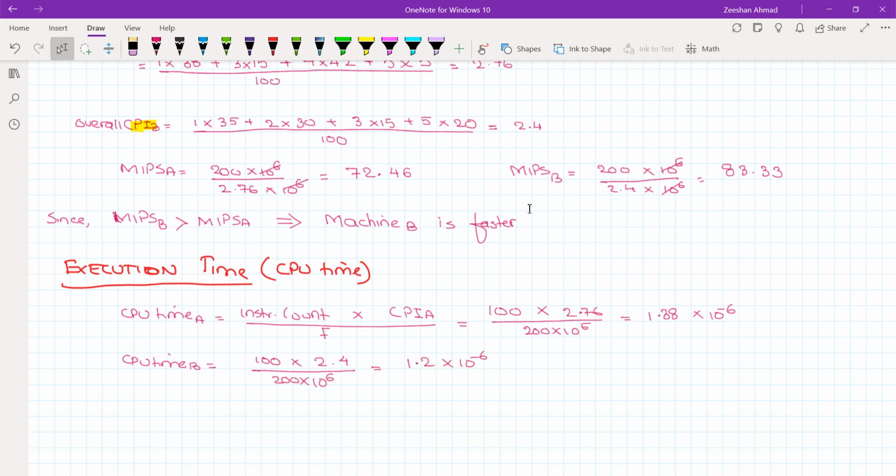Now, as you remember in the previous question, we found that in terms of CPU time, the machine which takes less time to execute a task will be faster. So obviously in this case, the CPU time of B is smaller than the CPU time of A. So it means machine B is faster here again.